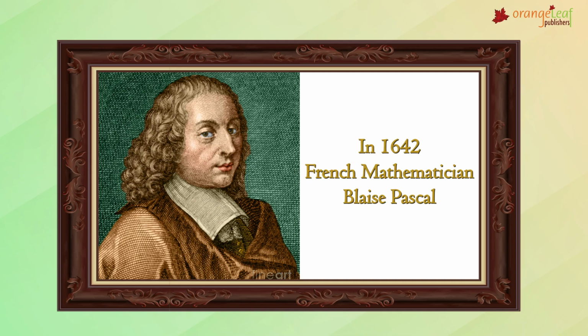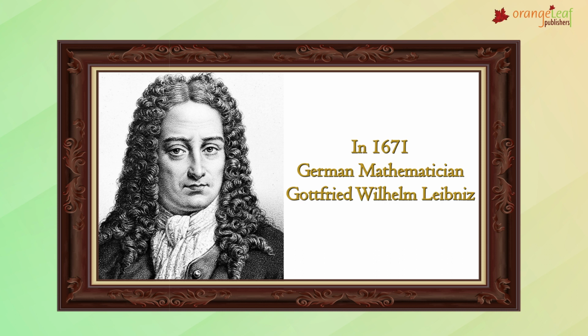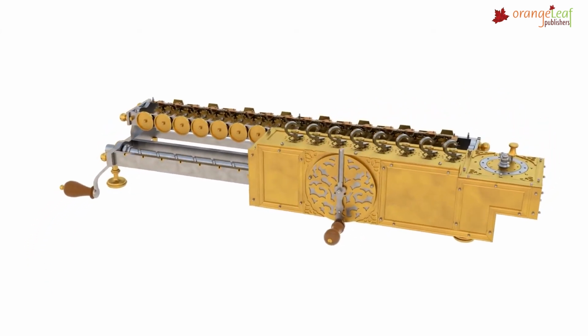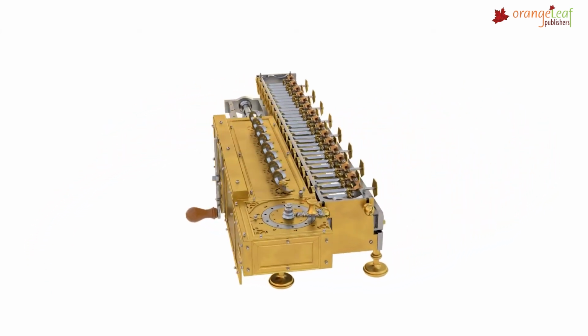Blaise Pascal invented the calculating machine called the Pascaline. Gottfried Wilhelm Leibniz made the step reckoner in 1672. It was the first calculator that could do all four arithmetic operations.